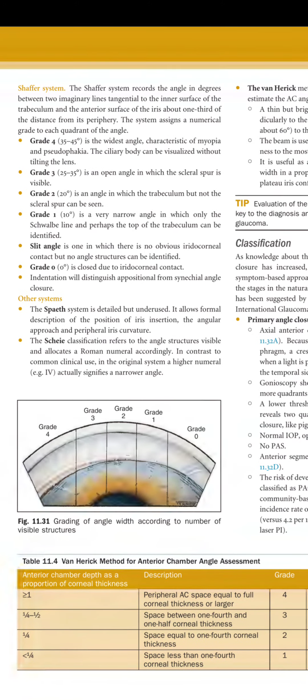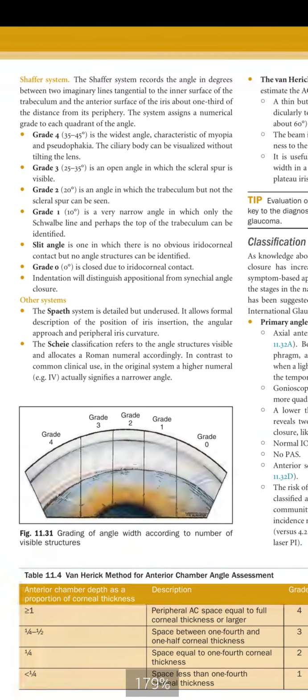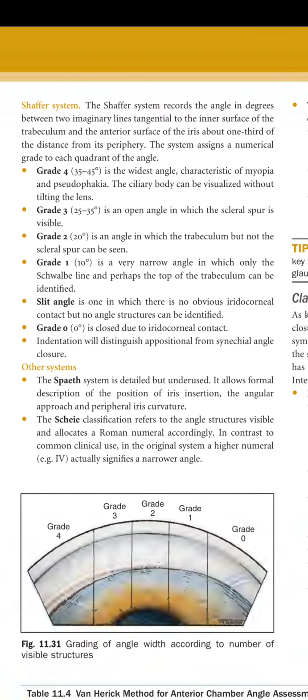So there are certain systems like the Scheie system, Spaeth system, and Shaffer system. The Shaffer system records the angle in degrees between two imaginary tangential lines to the inner surface of the trabeculum and the anterior surface of the iris, about one third of the distance from its periphery. The system assigns a numerical grade to each quadrant of the angle.